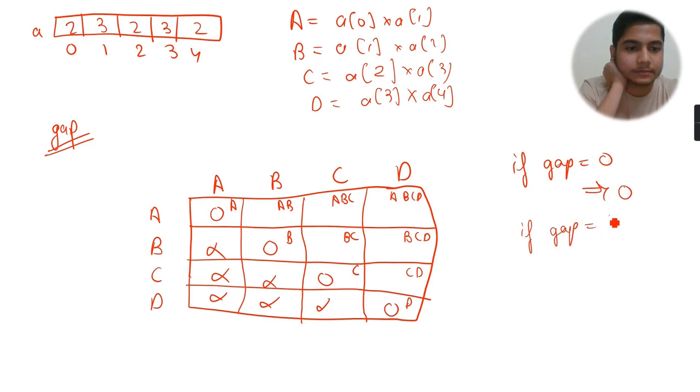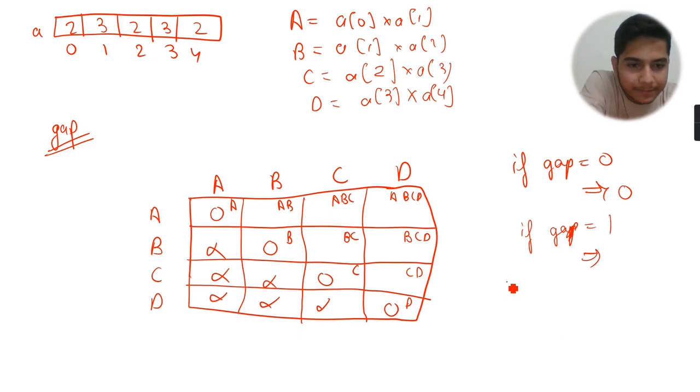If gap is 1, then what you have to do is multiply. Okay, it's either AB or BC or CD, right?